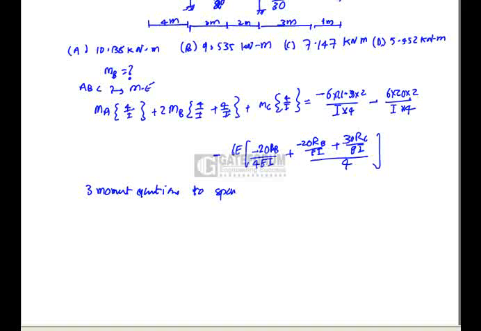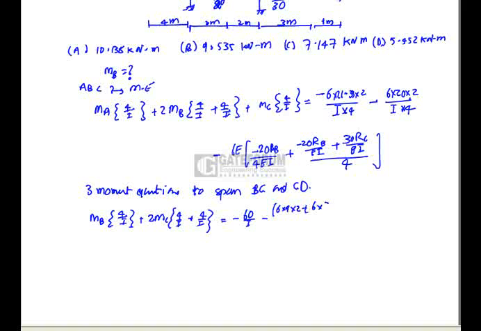Applying in a similar way, applying the three moment equation to span BC and CD: MB 4 by I plus 2MC 4 by I plus 4 by I is equal to minus 60 by I minus 6 into 9 into 2 plus 6 into 3 into 2 by 3 into 1 divided by I into 4 minus 6E minus 30 RC by EI plus 20 RB by EI whole divided by 4 plus 30 RC by 4EI.